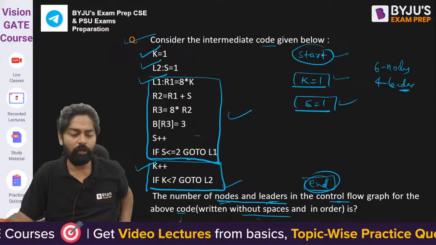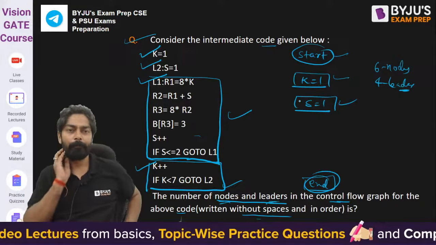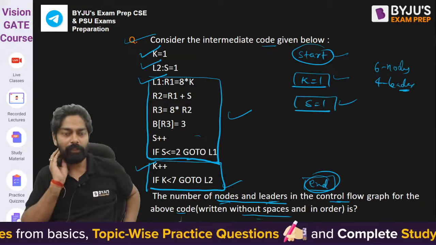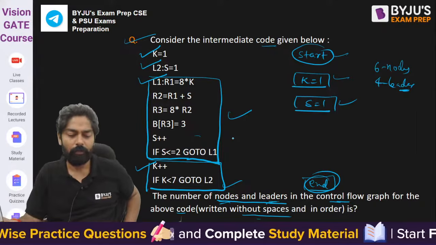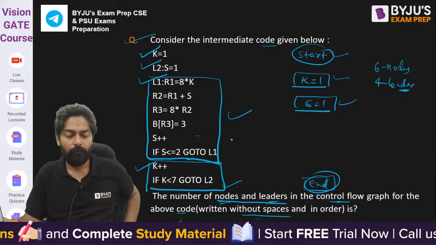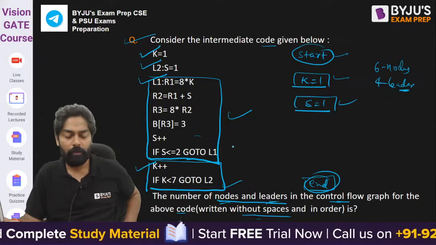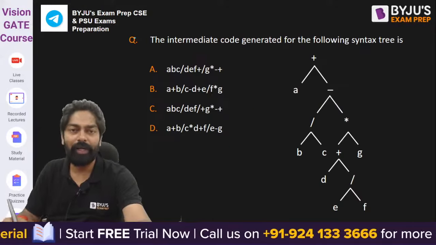I'm not drawing the whole control flow graph here. If you want, you can draw. Is that clear? Please reply. This question is clear? If you have a doubt in this question, you can ask me. You can try this question also.